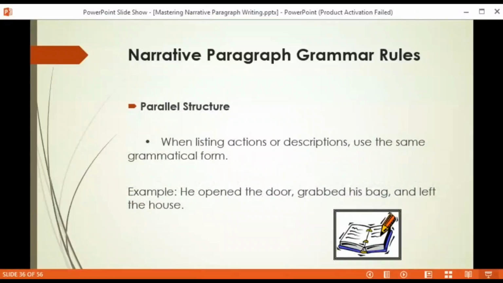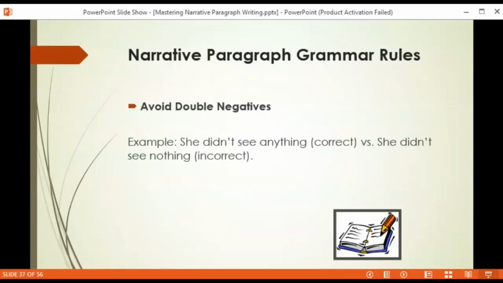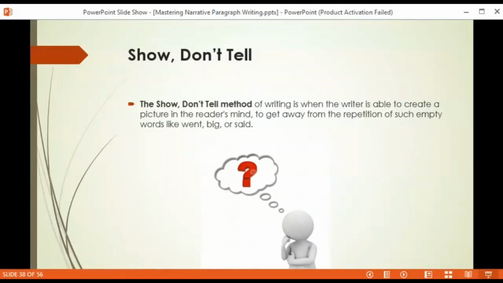Parallel structure. When listing actions or descriptions, use the same grammatical form. He opened the door, grabbed his bag, and left the house. Next slide, please. Avoid double negatives. She didn't see anything, this is correct. But saying she didn't see nothing is incorrect because it's a double negative. So avoid it, please. Next.